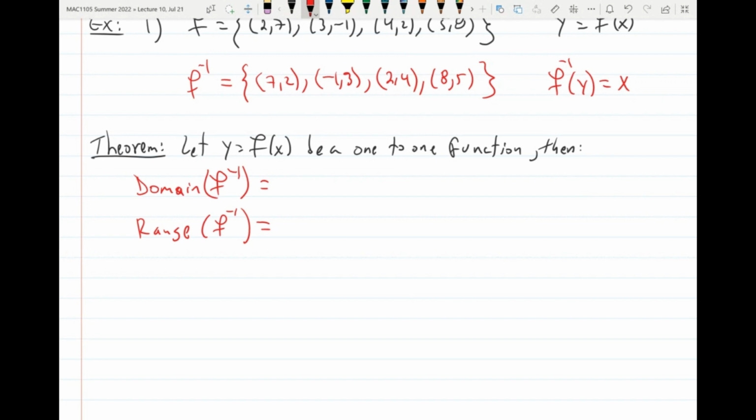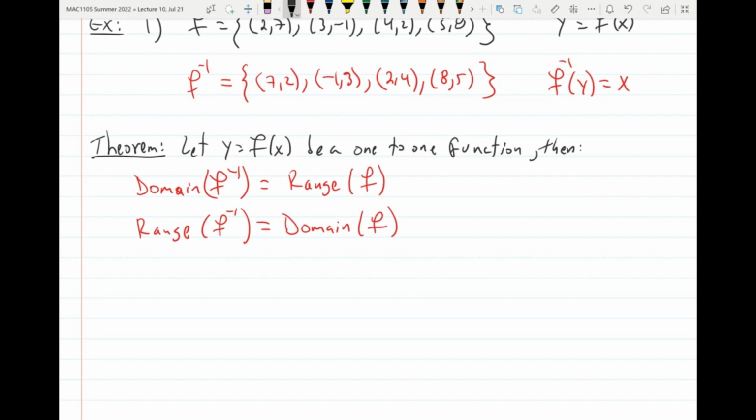So the domain of the inverse, what is it? This is in general now, not the example anymore. The domain of the inverse is the range of f, and the range of the inverse is the domain of f. Okay? So what this means, as we did in this little example, is that we're switching x and y.